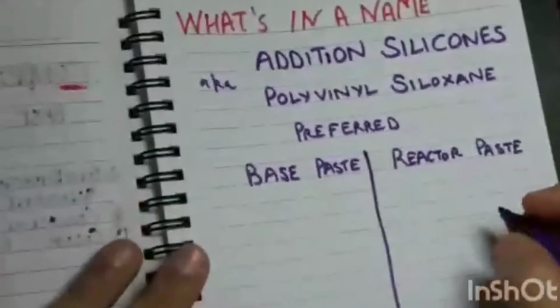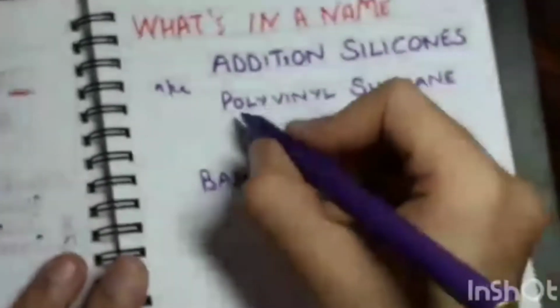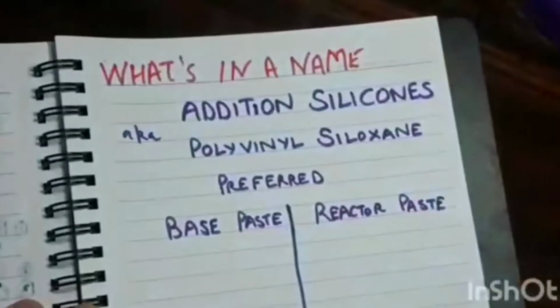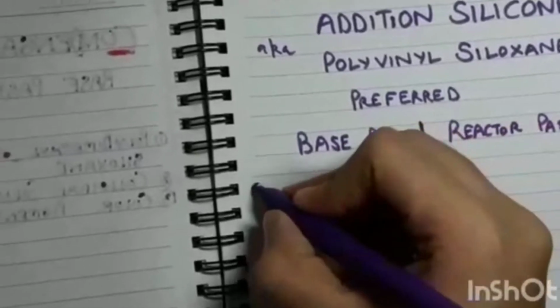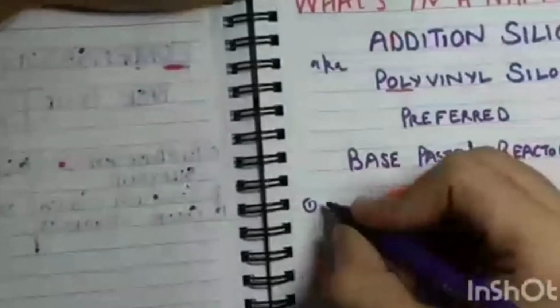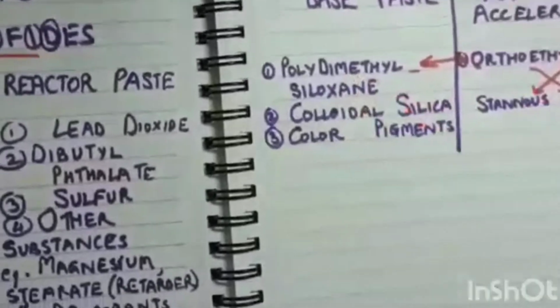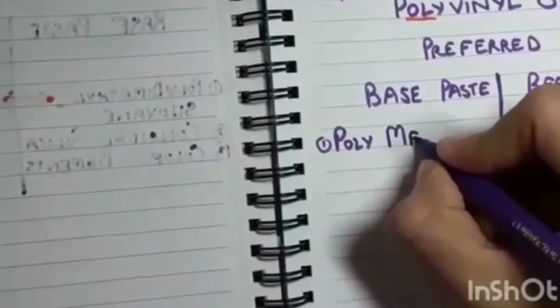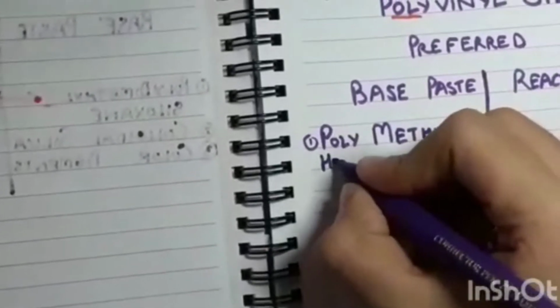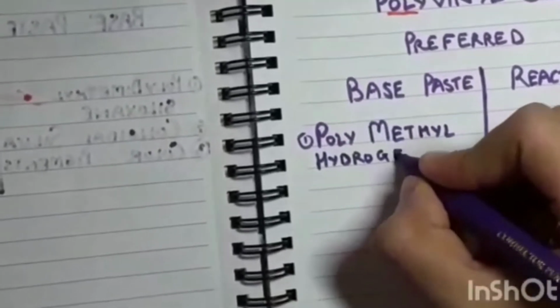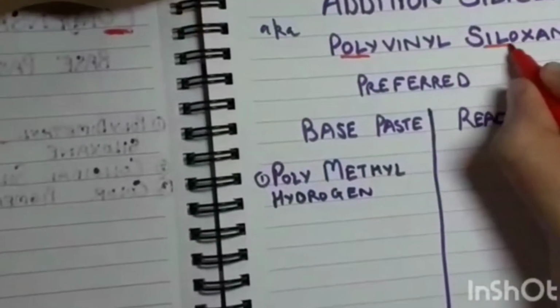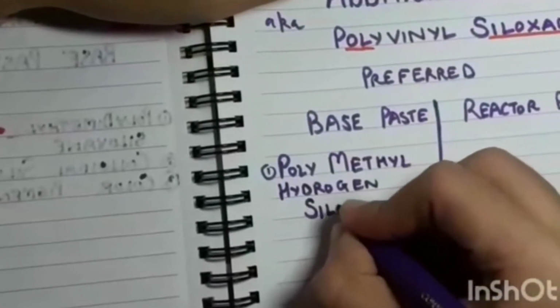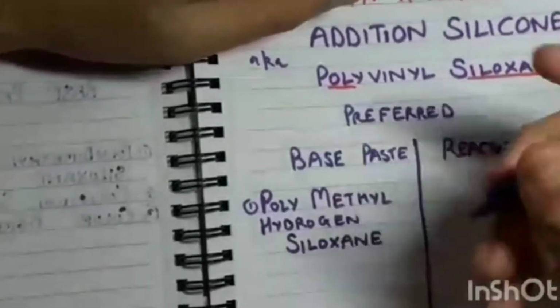Let's first take base paste. The first ingredient is, we'll take the letters poly from polyvinyl, polymethyl. Please note that in condensation we wrote polydimethyl, and here we have got polymethyl, and then hydrogen, and then we'll take the word siloxane from polyvinyl siloxane. So it's polymethyl hydrogen siloxane, which is hydroxy terminated.